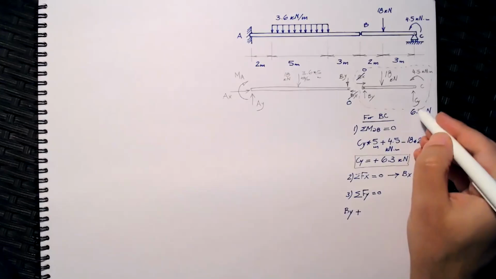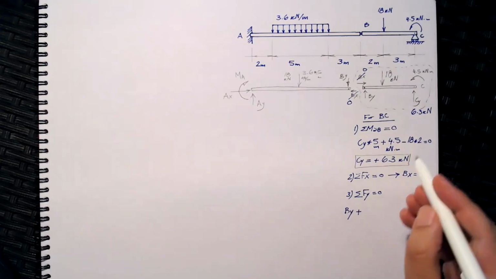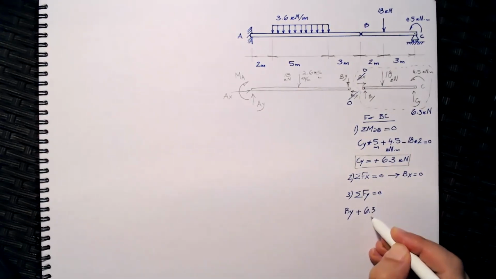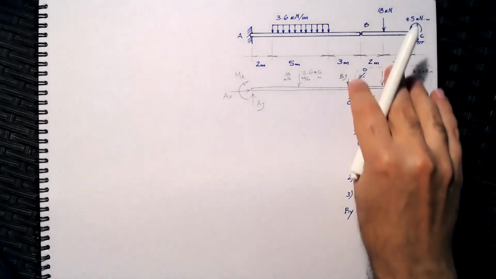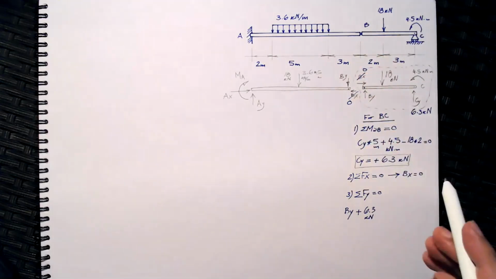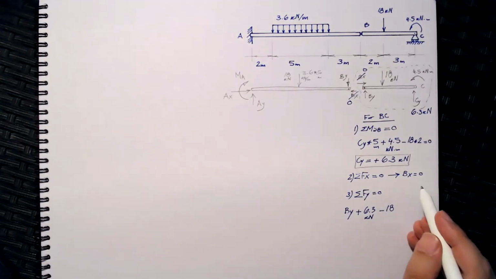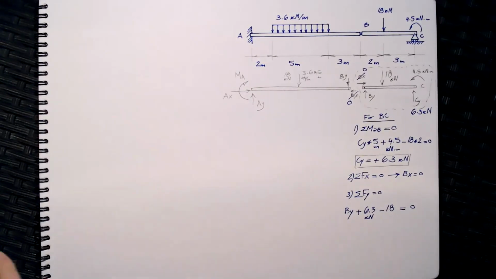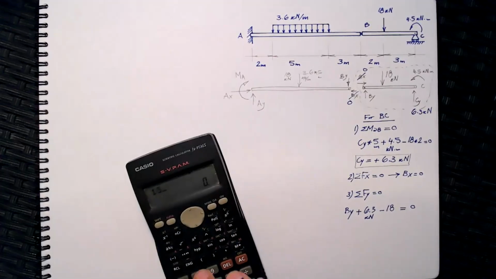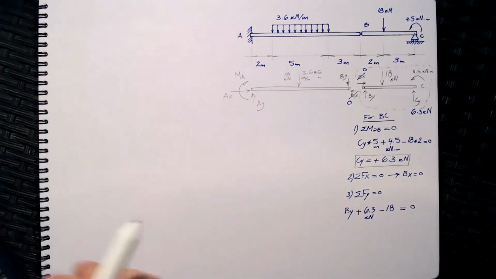plus Cy is going upward, and we know its magnitude, it's 6.3. So I will put the 6.3 kilonewton. And that's pretty much all the forces going up. There is just one force going down, which is negative 18, because it's in the negative y direction. And when you add all of this, it will have to equal 0. And from this equation, I will just quickly do the math. 18 minus 6.3. This will result in By equals 11.7 kilonewton.